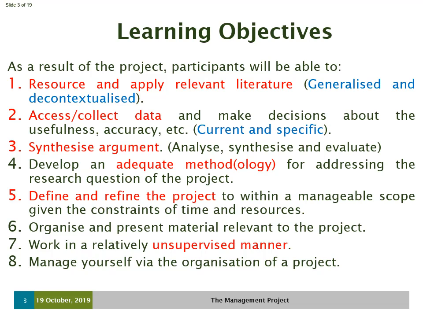During your project you will be required to define, but also over consecutive iterations to redefine the project to within a manageable scope given the constraints that you have in terms of time and resource. The sixth learning objective is to be able to organise and present material relevant to the project, to be able to work in a relatively unsupervised manner, and also to manage yourself via the organisation of the project itself. Ultimately, the goal is to be able to work at the master's level.